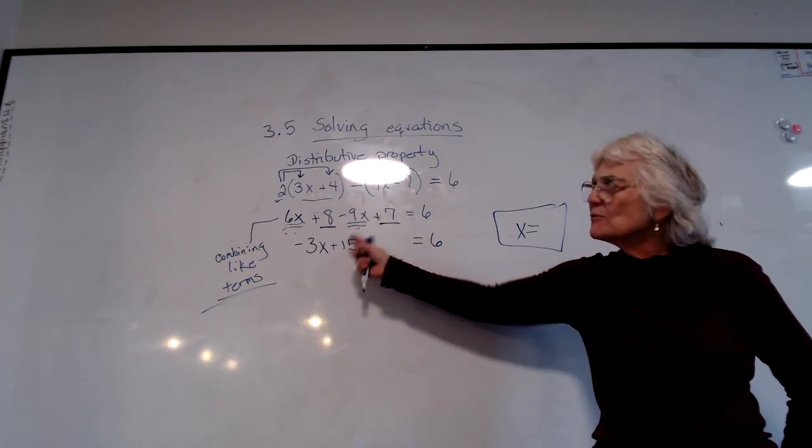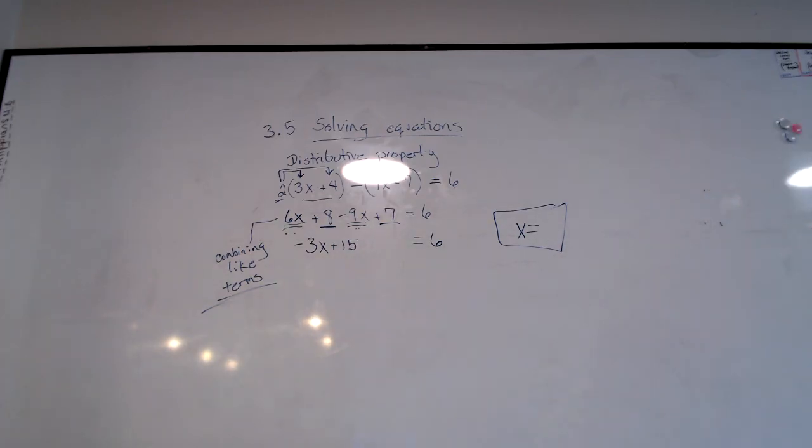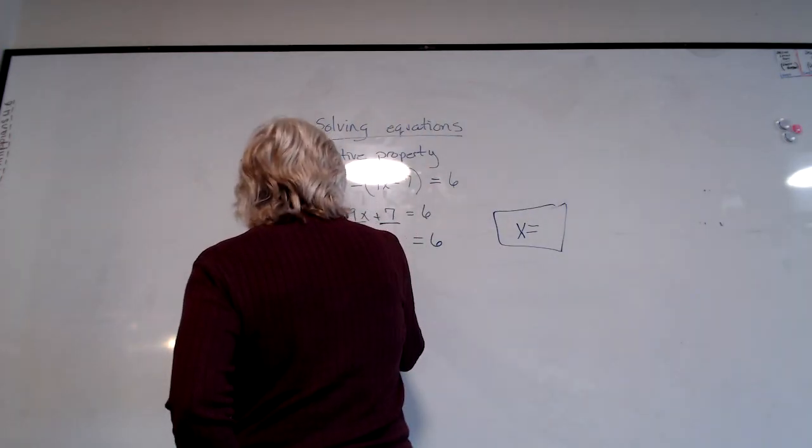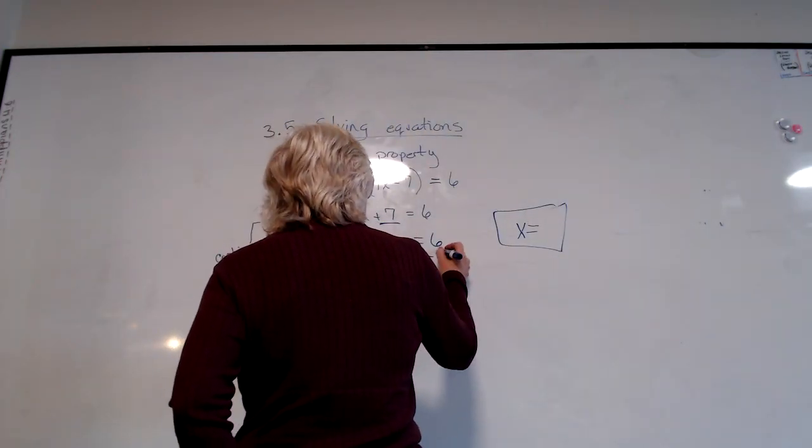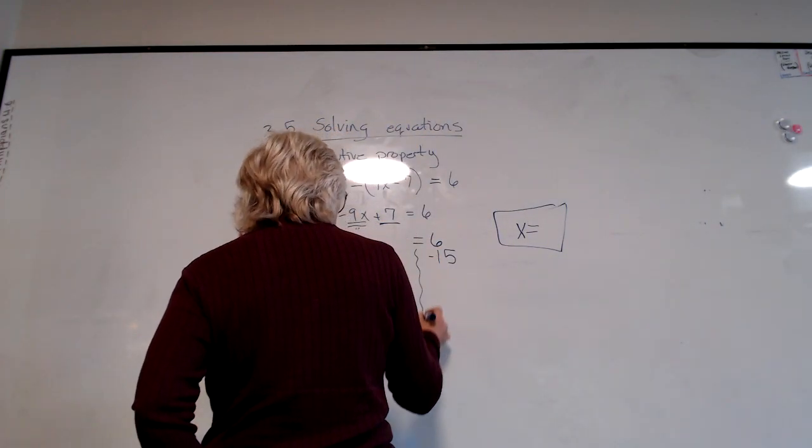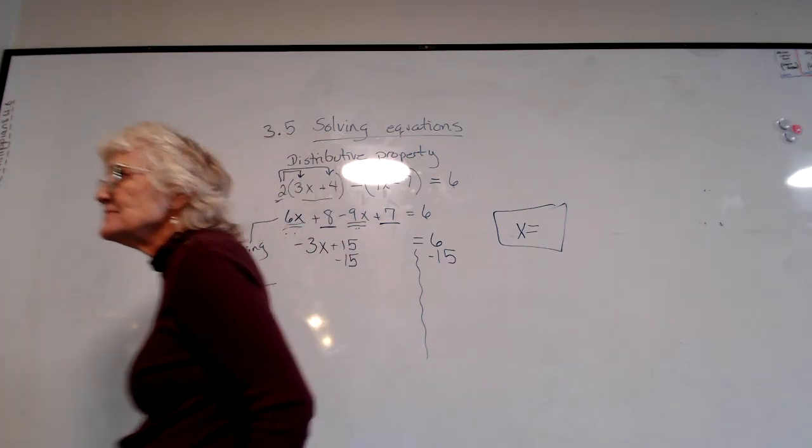Okay, how would I get rid of a 15? How would I get rid of 15 on that side of the equation? I want to make it 0. So how would I do that? Minusing it. Minus 15. So if I minus 15 here, I also have to minus 15 on the other side of the equal sign.